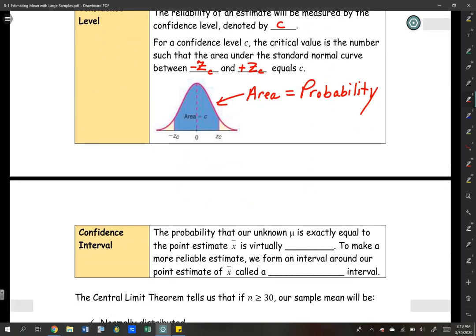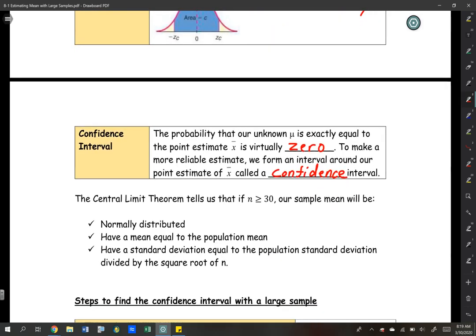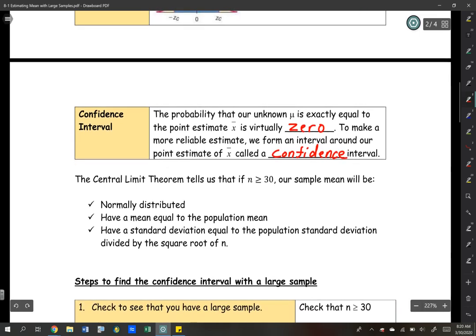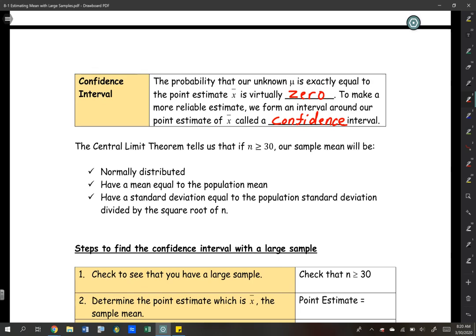Okay, the confidence interval. The probability that our unknown mu, the population mean, is exactly equal to the point estimate is virtually zero. To make a more reliable estimate, we form an interval around our point estimate of X bar called a confidence interval. And you'll see what I mean as we do these practice problems. The central limit theorem tells us that if n is greater than or equal to 30, our sample mean will be normally distributed, have a mean equal to the population mean, and have a standard deviation equal to the population standard deviation divided by the square root of n.